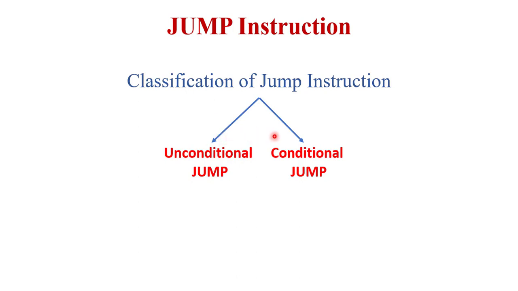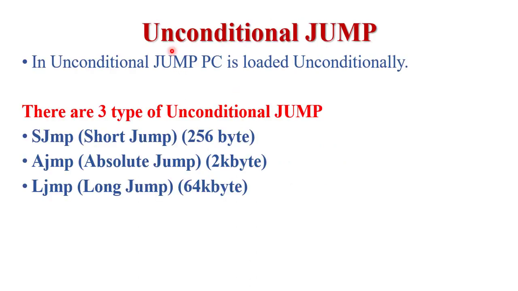There are two types of jump instruction: unconditional jump instructions and conditional jump instructions. First are unconditional jump instructions. In the case of an unconditional jump instruction, the program counter is loaded unconditionally, meaning it does not check any condition, such as whether any PSW flag register bit is set or not, like the carry flag bit. So we can say that an unconditional jump changes the content of the program counter without checking any condition, loading the program counter with the new address.